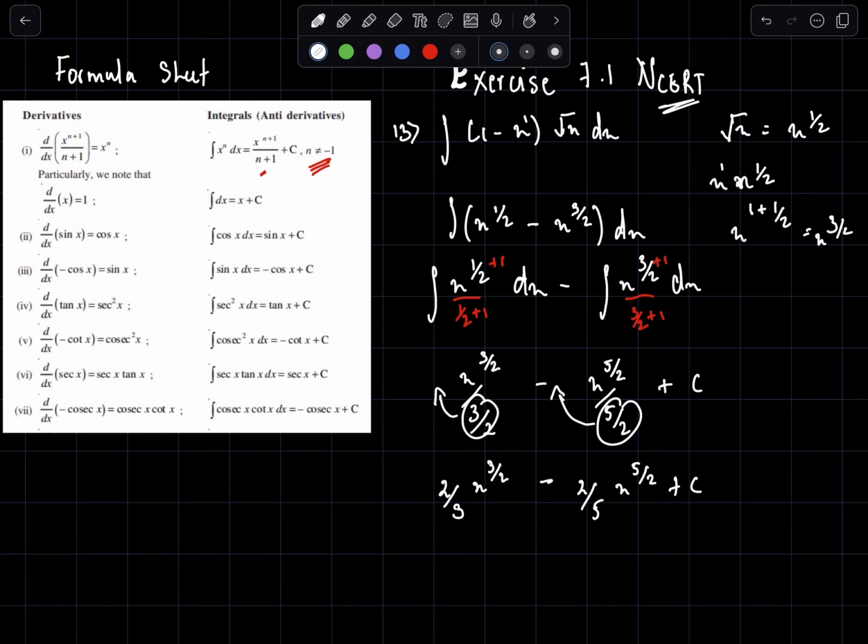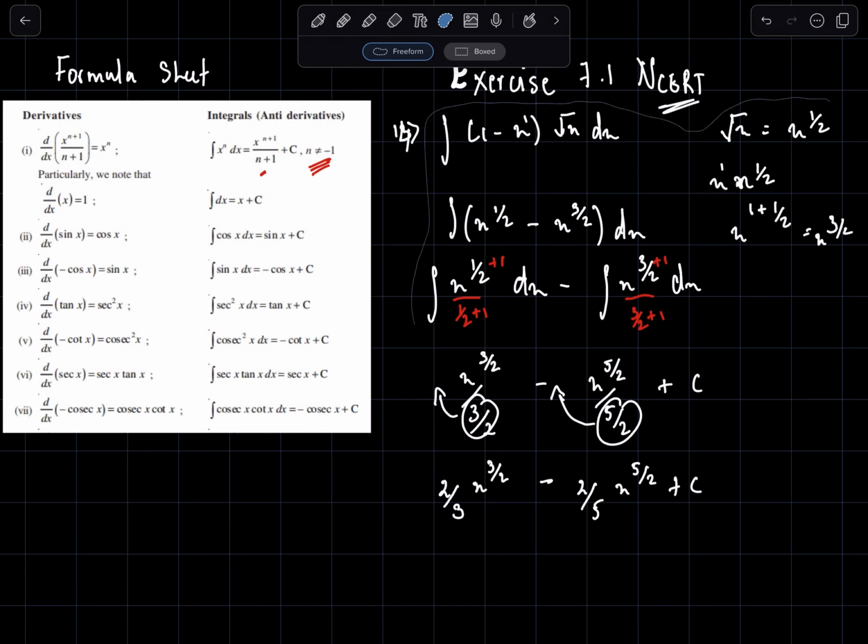Okay, I'm sorry, this was the 14th question. My bad. This was the 14th question. I saw it the wrong way. So we were doing the 14th question. Okay, so this should be the right answer. Okay. Let's go to the 13th.